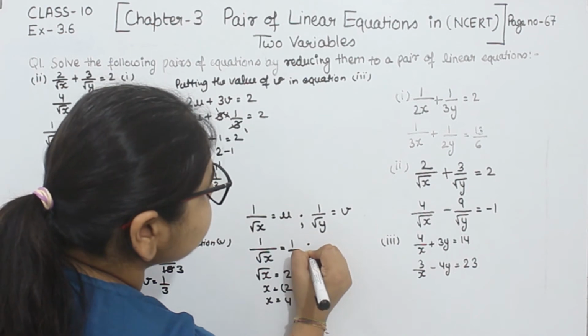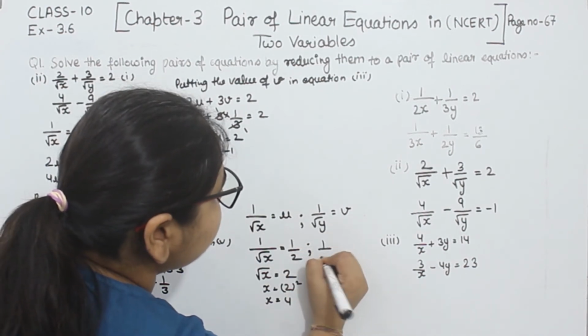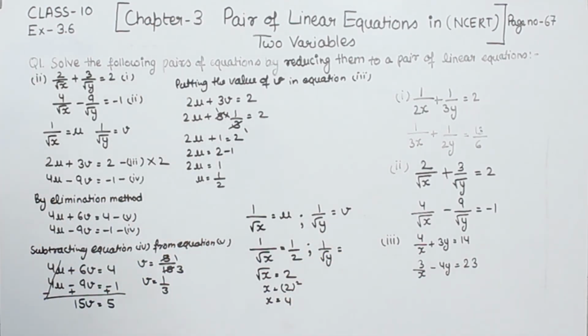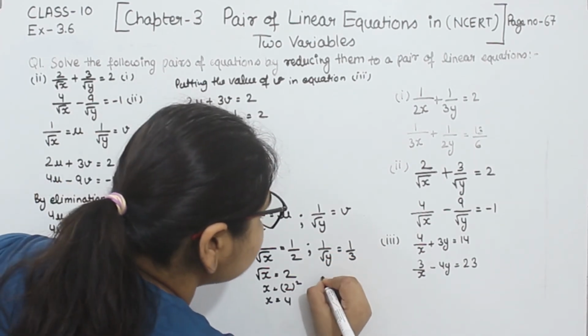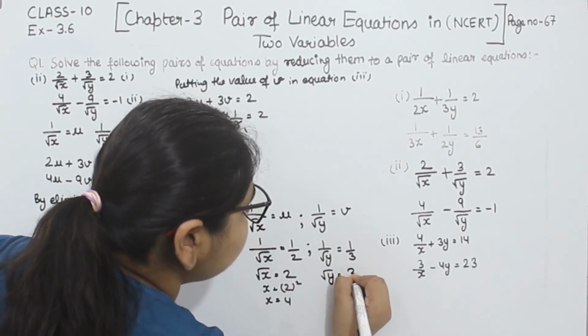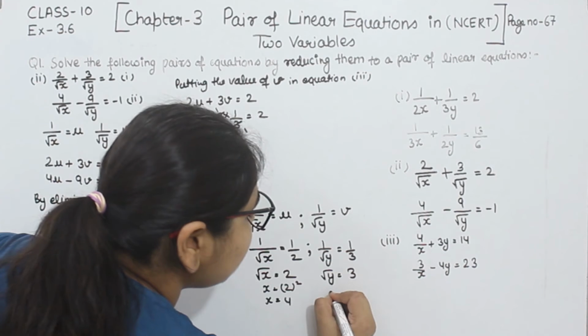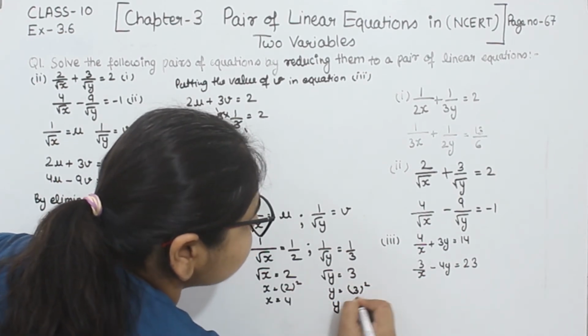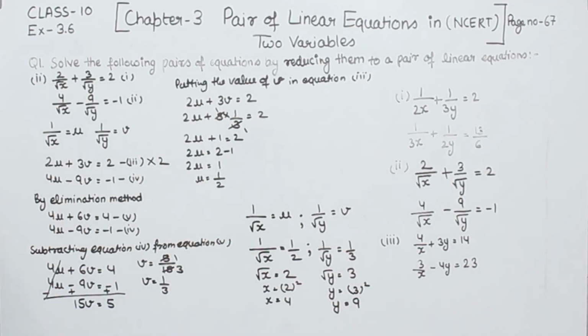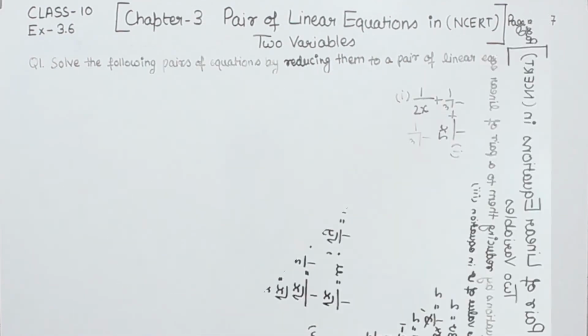So we are having here 1 by root y is equal to 1 by 3. We are going to cross multiply. So here we are having root y is equal to 3. Now we are going to transpose this root, it will become square. So here we are having y is equal to 3 squared, which is 9. So the value of x we are having is equal to 4 and the value of y is equal to 9. This one we are having is part 2.